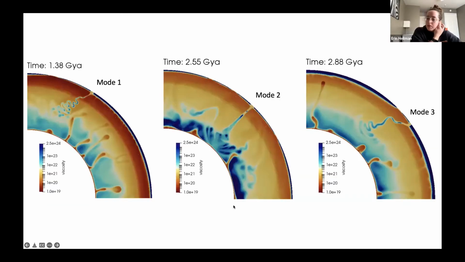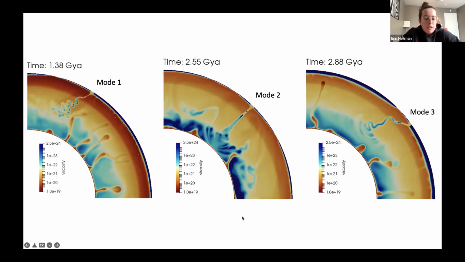When we looked at these models, we saw some interesting things. This is a bottom heated model using the Arrhenius viscosity. Looking at this model, we have snapshots from different times after the model has hit steady state and then continuing onward, and we see that there are different modes of subduction dynamics that come out of the model.